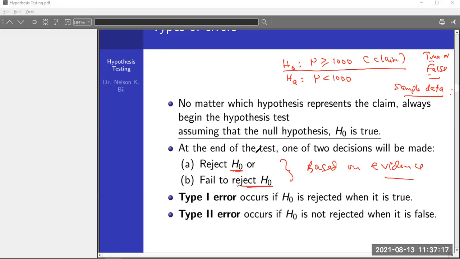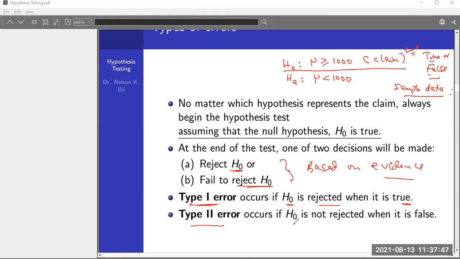Okay, so in the process of doing that, there are two types of errors that are incurred. One is what we call the type 1 error. This one occurs if the null hypothesis is rejected when it is true. So you are making an error if this claim is true, but in your conclusion you reject the null when it is true. Then you are committing an error. That error is called type 1.